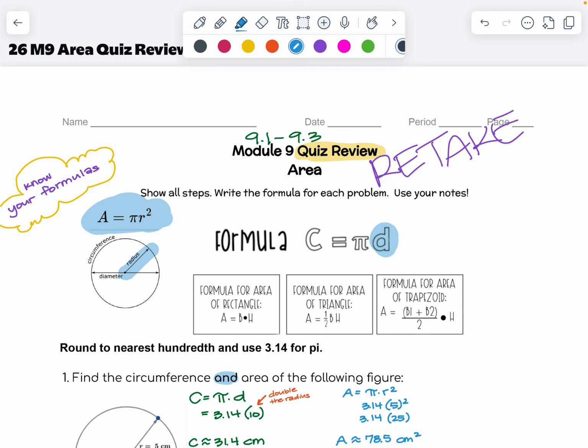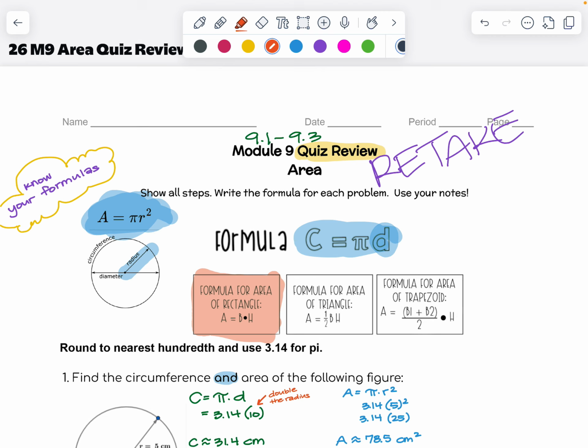All right, so we have this formula for circles and this one. All right, we're going to use 3.14 for pi. The radius is half the diameter. For the circumference, you use the whole distance across the circle. All right, for area of a rectangle, we just do base times height. There it is, nice and easy. Base times height, okay? That's for area.